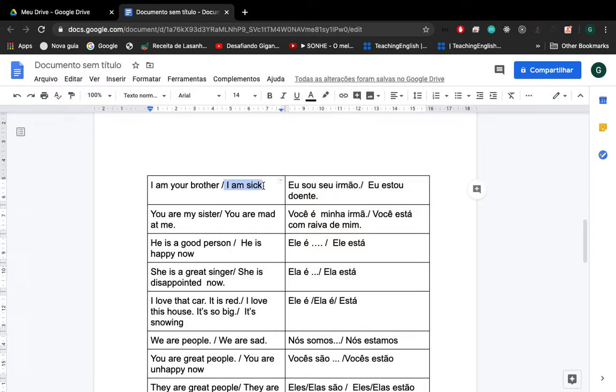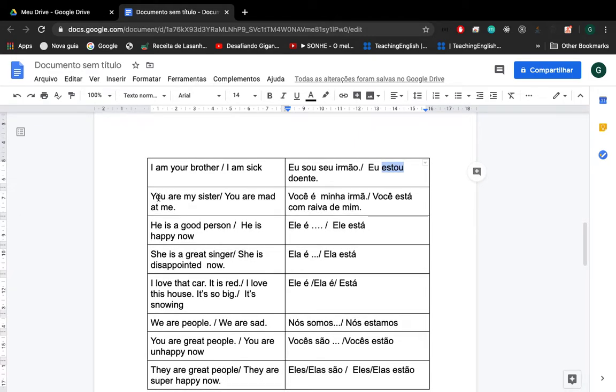And I am sick, again, am I going to be sick forever? No, that's going to change. You're either going to get well or you're going to die, okay? So if it's a temporary condition, eu estou, because I'm not going to be sick forever. It's a temporary condition, okay? Are we cool now?